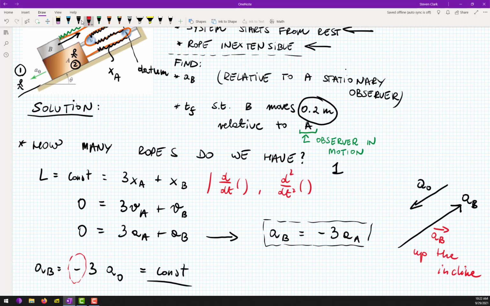Okay, let's find the value of that. AB is equal to minus 3 times 3.7, and this is approximately 11.1 meters per second square.